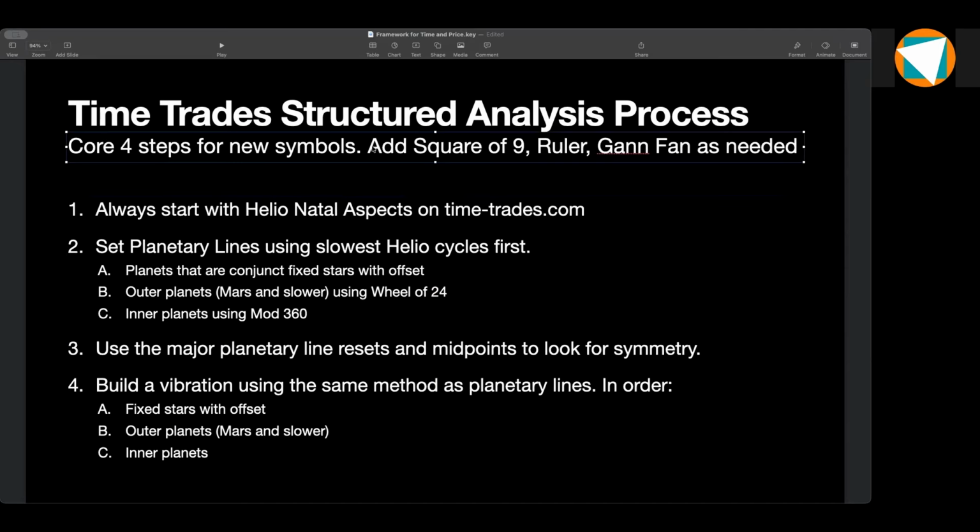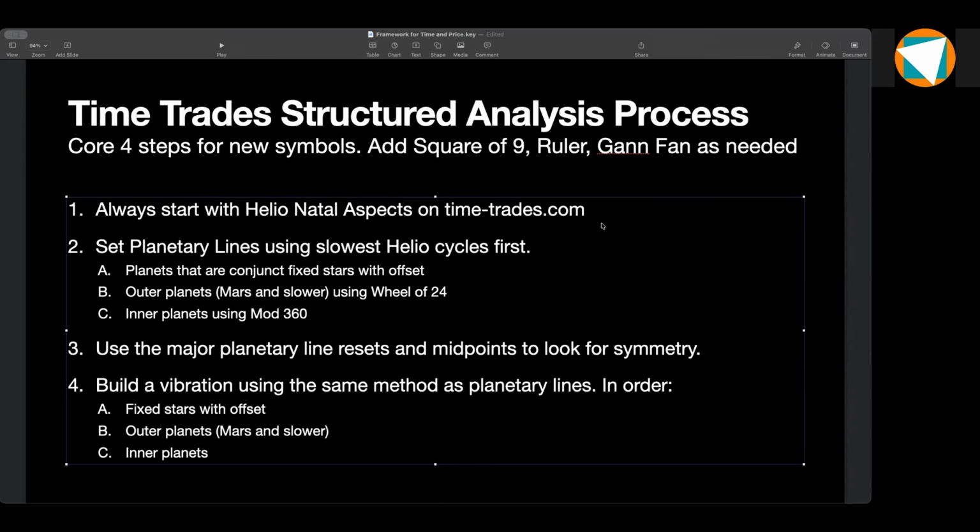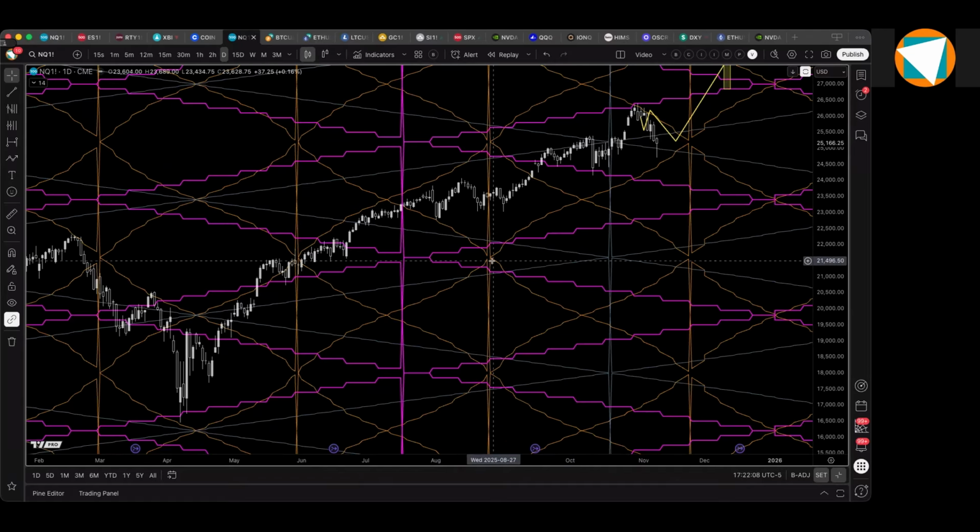And then from here, you can add additional features such as the Square of 9, the ruler, or Gann fans as you like. Now, let's step back a bit and take a look at the chart here. What do we see? We see the resets of the major planetary line cycles. There's one happening over here, November 21 to 24, that's Mercury. And we had one over here, October 20th.